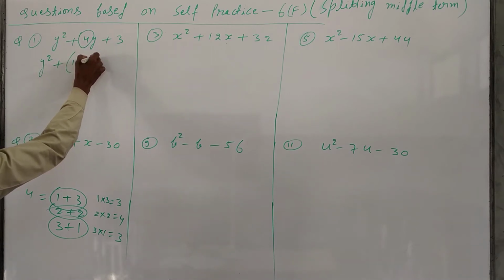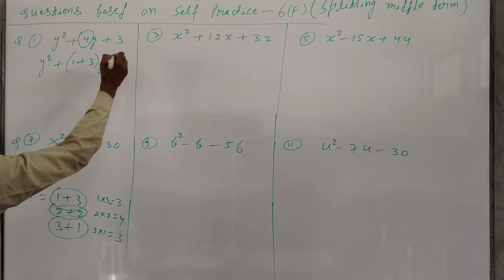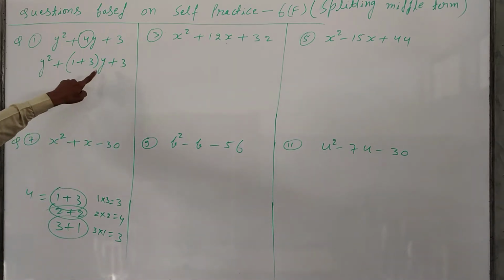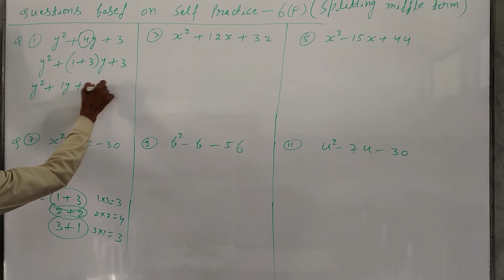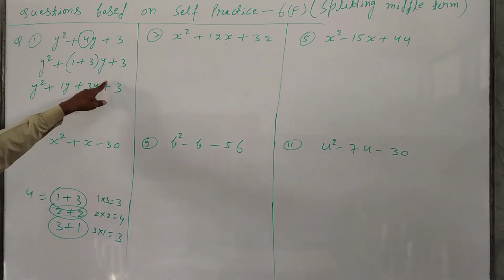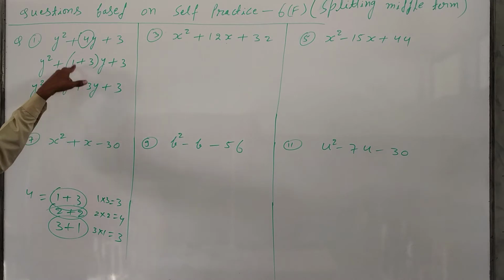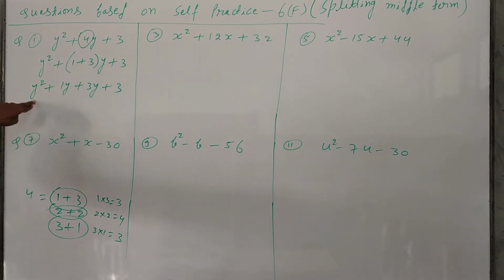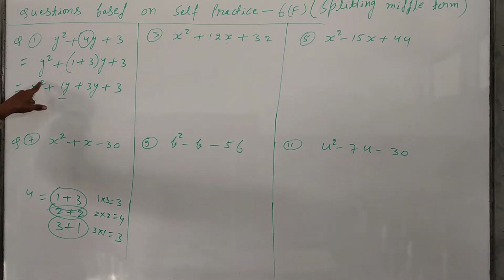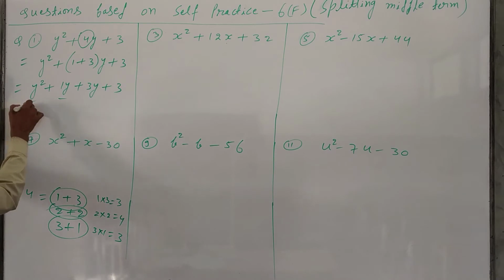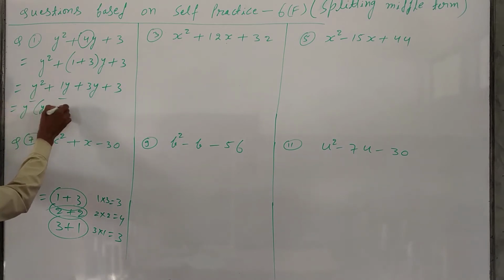y square, bracket 1 plus 3 in place of 4, y plus 3 like this. Now multiply y with this term and this term also, then it will come y square plus 1y plus 3y plus 3. It multiplies with both the terms, 1 and 3. Now we have to take common from these two terms and these two terms. From y square and y, we take common y, and what remains is y plus 1.